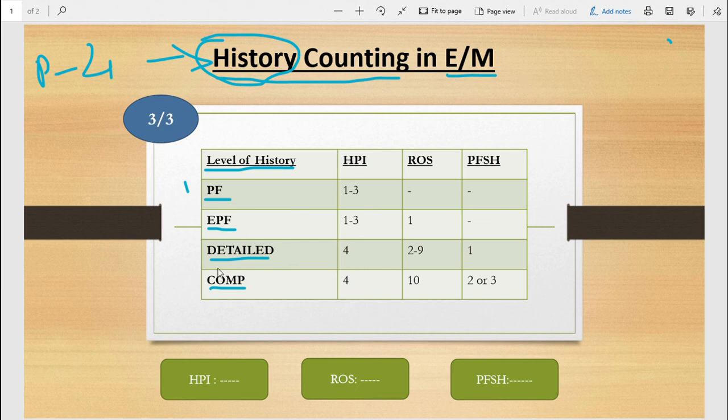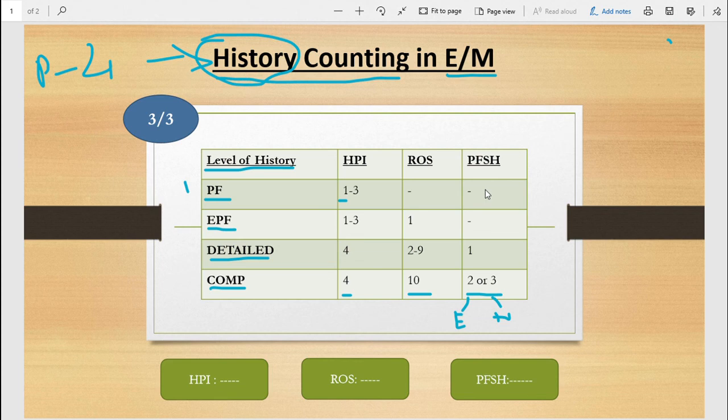So guys, for the comprehensive level, we should have 4 points in HPI, 10 points in ROS and 2 or 3 points in PFSH. 2 or 3 means 2 points for an established patient and 3 points for a new patient. In case of detailed, we should have 4 points in HPI, 2 to 9 points in ROS and 1 point in PFSH. In case of EPF, 1 to 3 points are required in HPI and a minimum of 1 point in ROS, and PFSH is not needed. After EPF, PF is there. We should have 1 to 3 points in HPI, and ROS and PFSH are not needed.